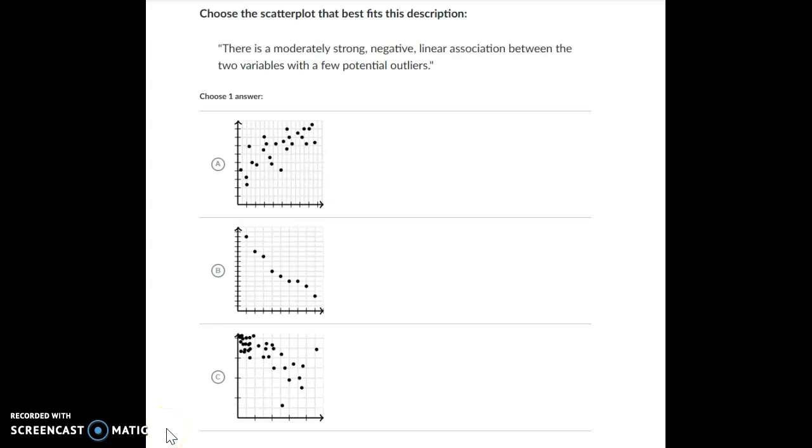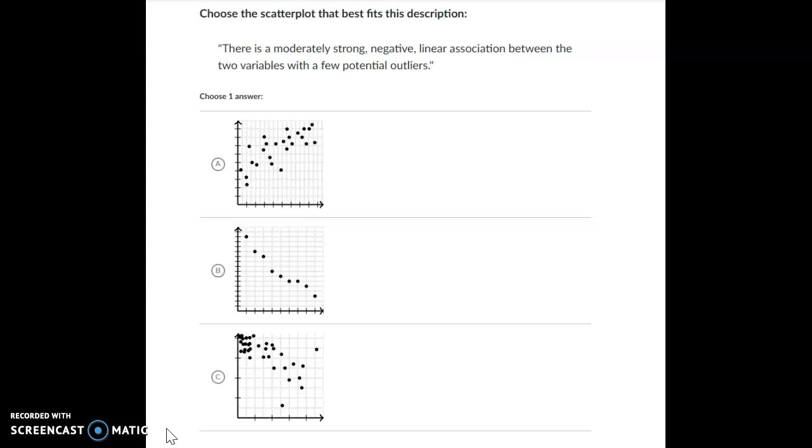In this case, we're looking for a moderately strong negative linear association between the two variables. Well, the first one is moderately strong and linear, but the y values are going up as x moves to the right, so that would be a positive correlation. B has a very strong negative linear correlation.